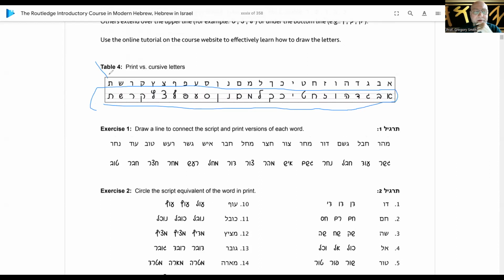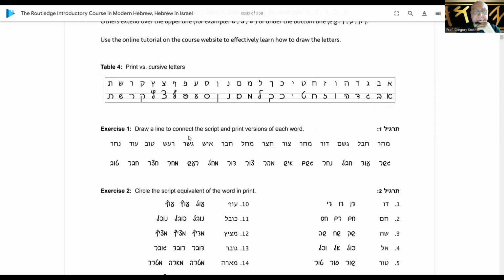And this up here is block script. So you'll see this block script in books and so on. But this cursive is strictly for personal correspondence. But in this Hebrew text, they're using cursive for some of the exercises. So I thought, okay, well, maybe I am going to have to go through some of this.